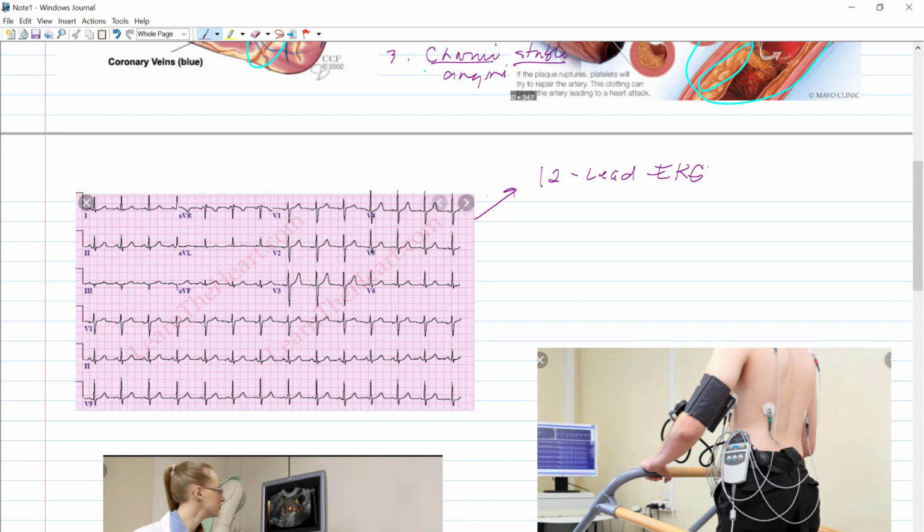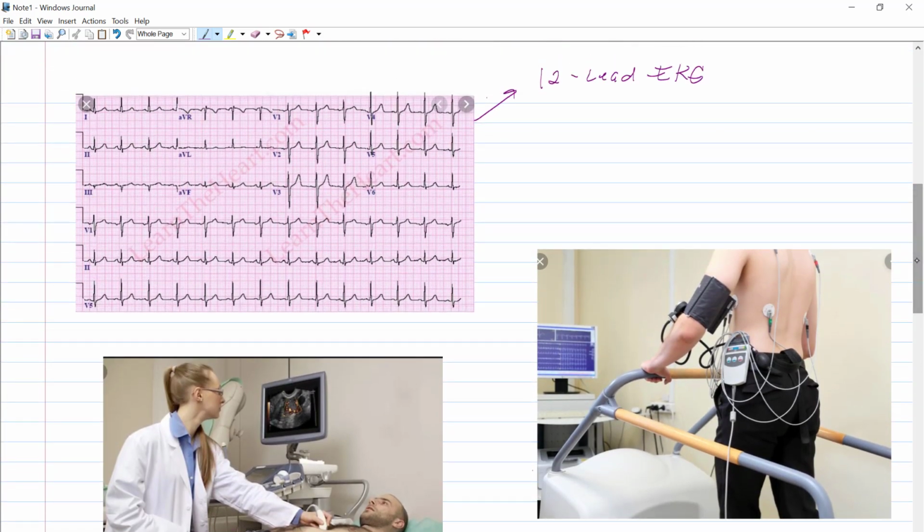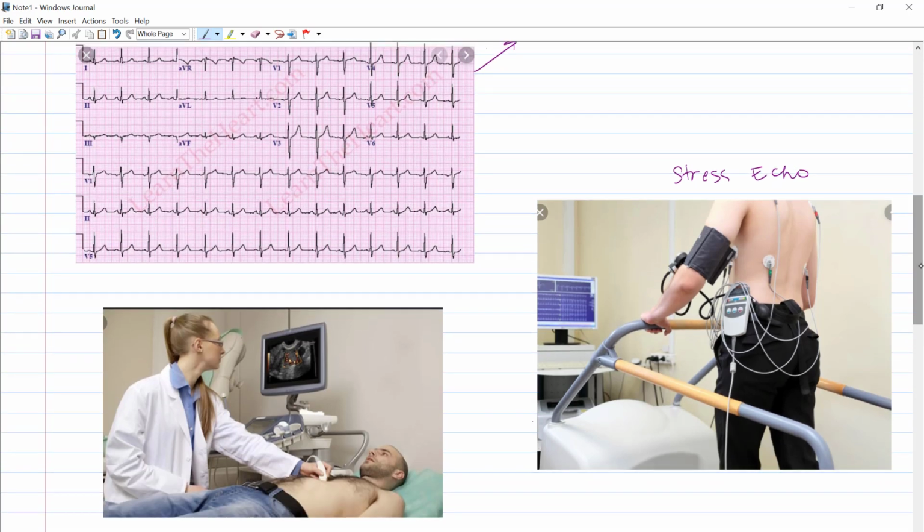Now, 12-lead EKG is one of them. With the others, as you can see here, the healthcare provider might also recommend a stress echocardiogram. With a stress echocardiogram, your patient will have an IV, and this procedure actually takes 4 to 6 hours, and your patient needs to be NPO at least 8 hours before the procedure.